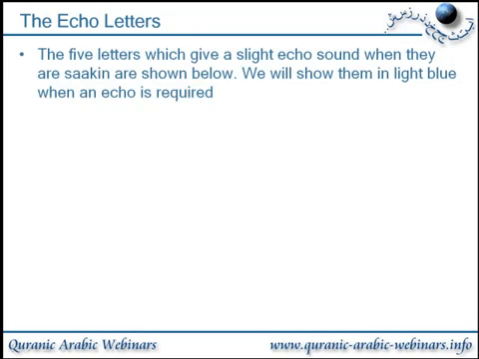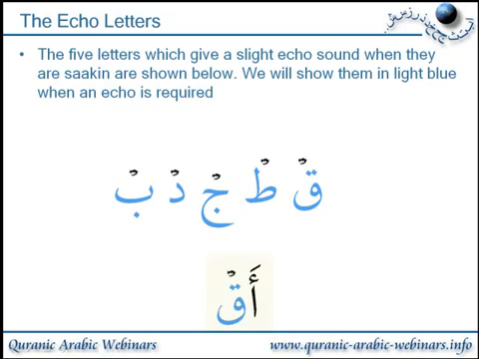Okay, now we're going to look at something called the echo letters. So these 5 letters: qaf, ta, jeem, dal, ba. The qaf, the ta, the jeem, the dal, and the ba, whenever they are sakin, i.e. they have a sukoon, they don't have any sound of their own, when they're joined to a sound before them, they have a slight echo. So here's an example. We have a, and then the qaf with sukoon, i.e. qaf sakin. So when you say these, you have to give a slight echo.